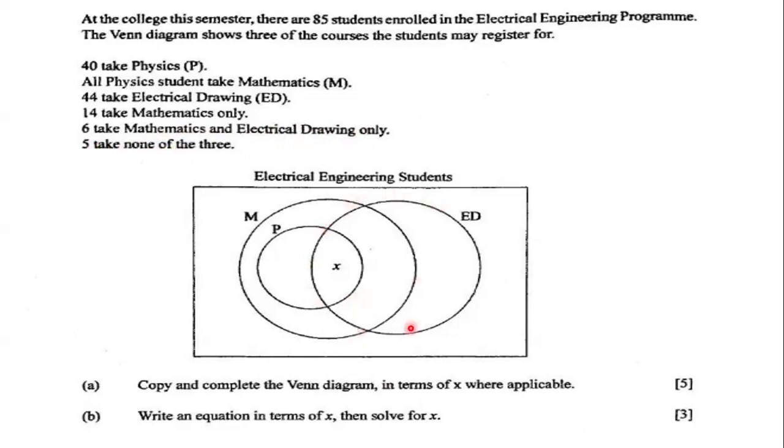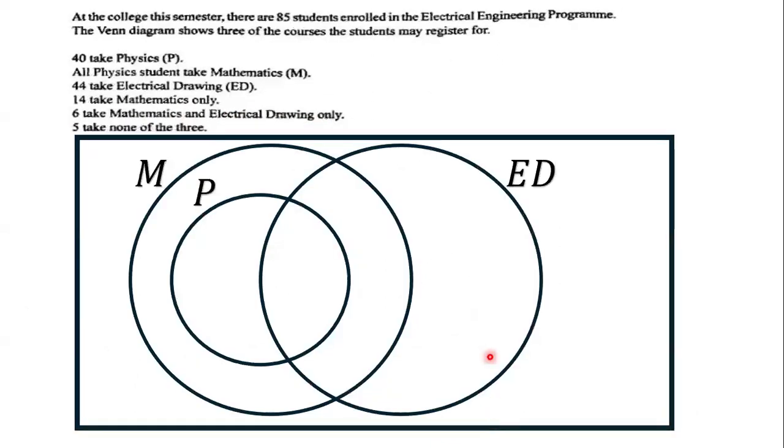And so here we have this Venn diagram, and they want us to copy and complete the Venn diagram in terms of X where applicable. And the next thing that they want us to do is write an equation in terms of X, then solve for X. And so let's move on.